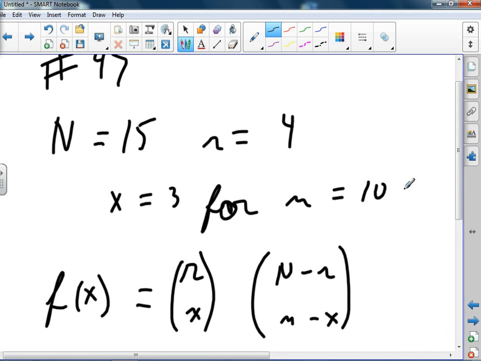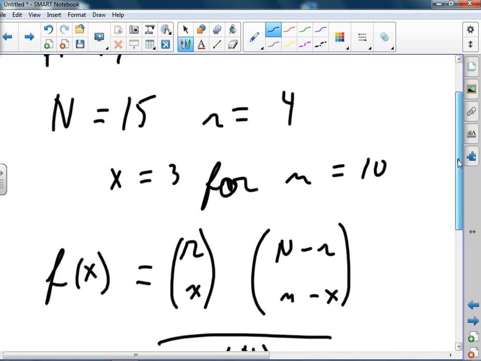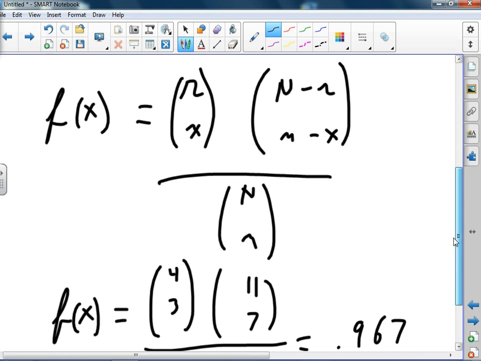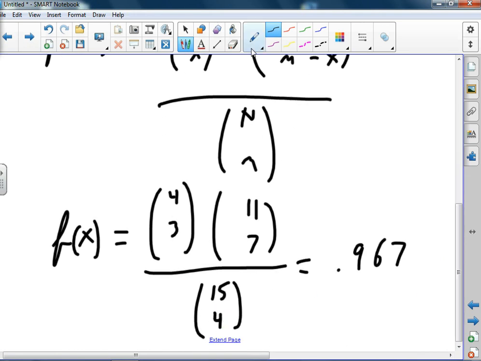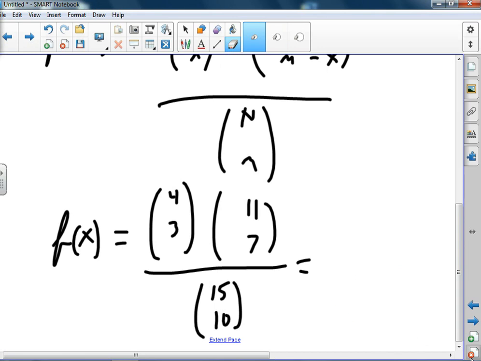Unfortunately, little n is 10. So this 4 down here is really 10. Yeah, that's a bummer, I know. That's one of those n's and r's that look the same. All right, do it all over again.